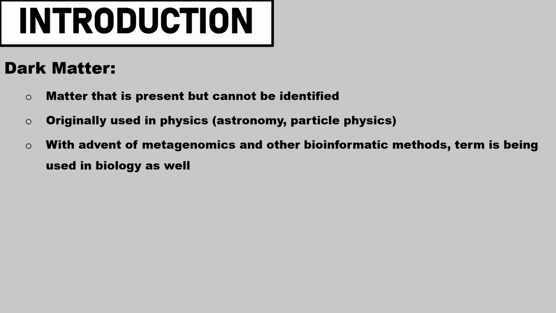So let's talk, what is dark matter? What do we mean when we talk about dark matter? Well, dark matter more broadly is a term that means matter that's present somehow, detected in some way, but can't be identified. Now, this was originally used in physics, especially astronomy, because it turns out galaxies were rotating too fast given the amount of visible matter, so there must be a bunch more matter that wasn't visible, that was interacting gravitationally.